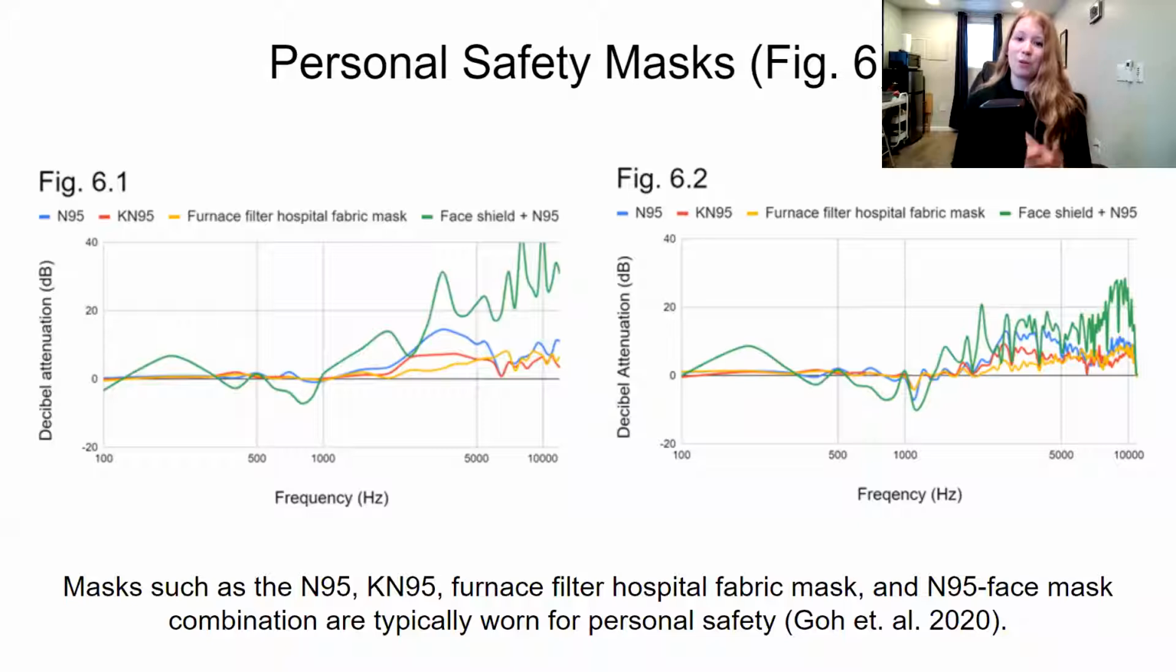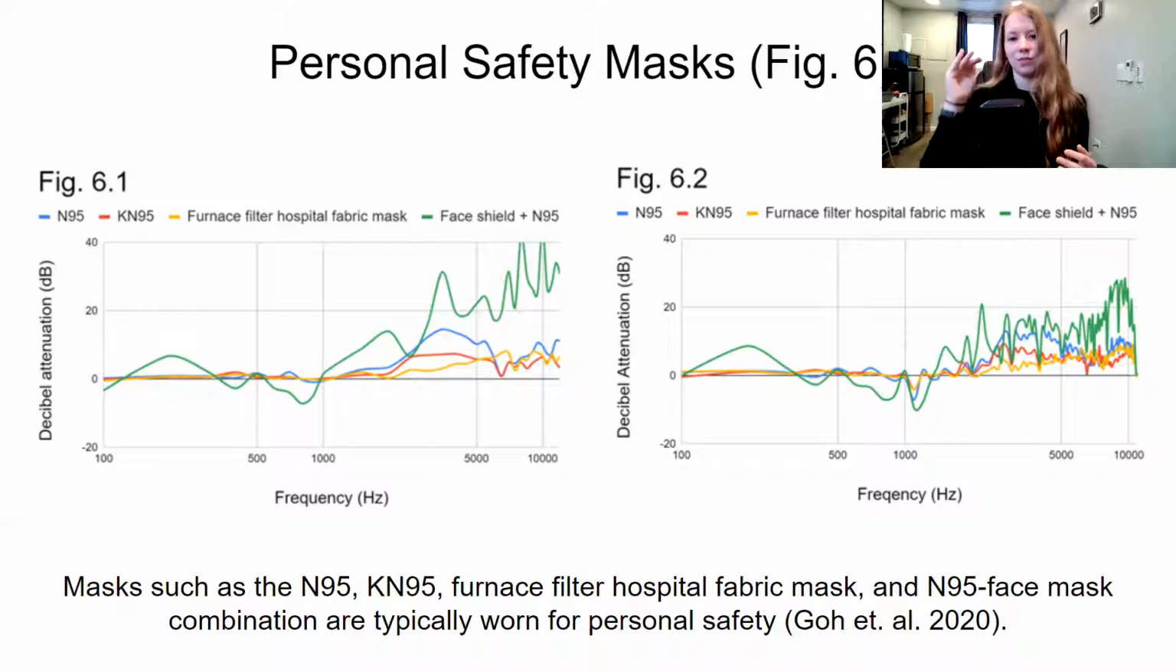So masks worn for personal safety, as published by Go in 2020, include the N95, KN95, the furnace filter hospital fabric mask, and then the face shield and N95 combination. Unsurprisingly, the face shield and N95 attenuated the most, while the N95 attenuated below that, followed by the furnace filter hospital fabric mask and KN95.